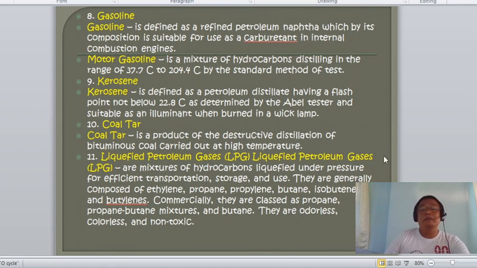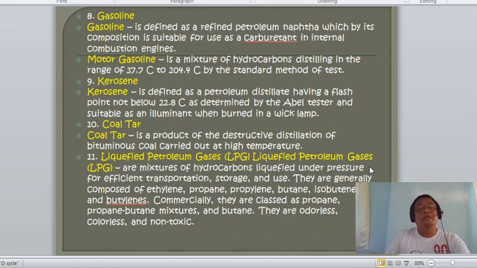Another, we have now the gasoline. Gasoline is commonly used for an Otto cycle engine. Gasoline is defined as a refined petroleum naphtha whose composition is suitable for use as a carburant in internal combustion engines.